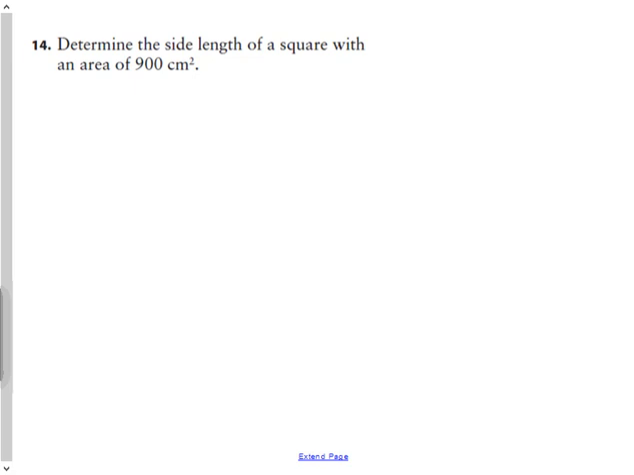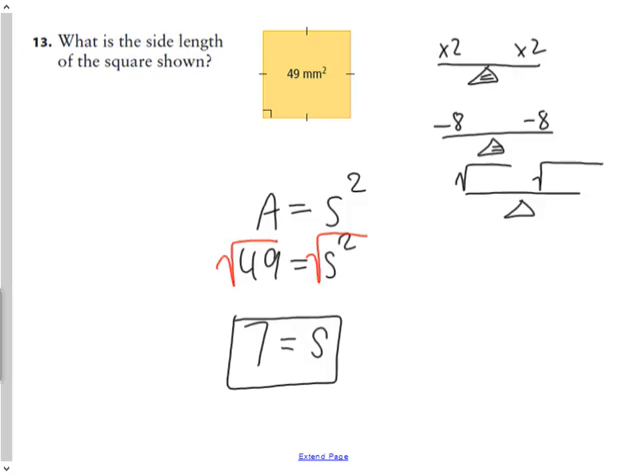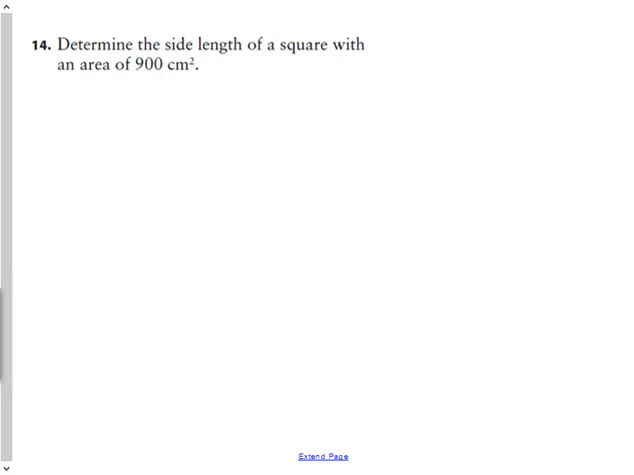Your next question, question 14, says determine the side length of a square with an area of 900. So really, question 14 and question 13 are a lot alike. The only difference is this has a picture and this one doesn't. So they're really the same question. If I drew the picture, I'd put area equals 900 centimeters squared, that's what the picture would have looked like. So you could solve it by inspection, meaning what number did I multiply by itself to get 900?